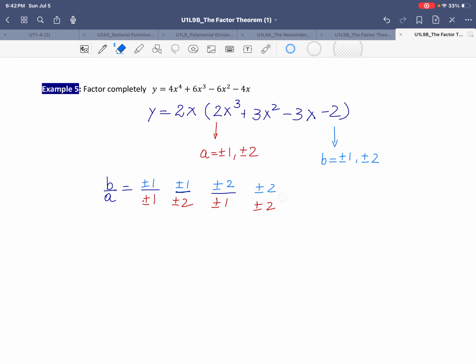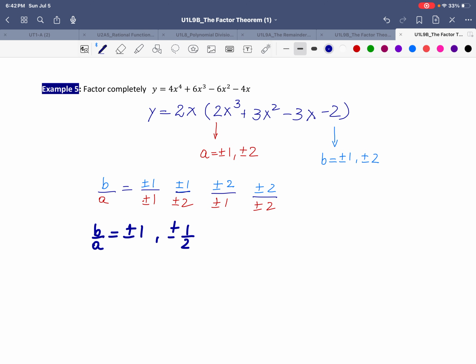Okay, I'm getting mixed up with these colors in here. And we have b here and over a. So in other words, our b over a values would be equal to, written in simplified form, plus minus 1, plus minus half, plus minus 2. And as you can see here, plus minus 2 divided by plus minus 2 will give plus minus 1 again, so we don't have to list it twice.